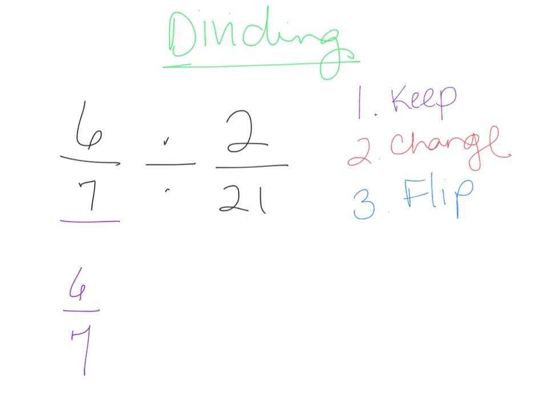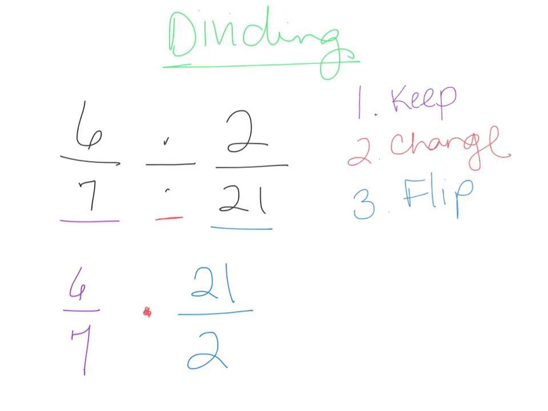Second rule is to change. You're going to look at the second part of the problem, and you're going to change that division symbol into a multiplication symbol. And the third part of this rule is to flip. You're going to look at the third part of the problem, and you're going to flip this fraction into its reciprocal. You're just going to flip it. Top goes to bottom, bottom goes to top. So 21/2. And now it's just a multiplication problem that you know how to do.